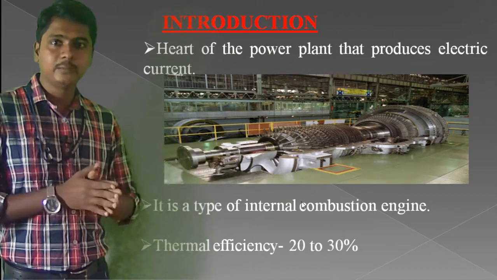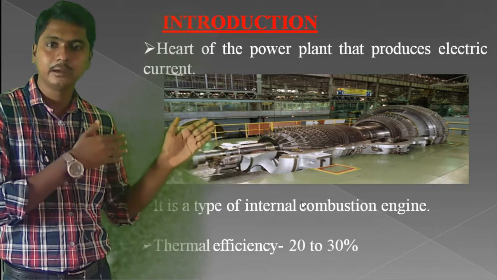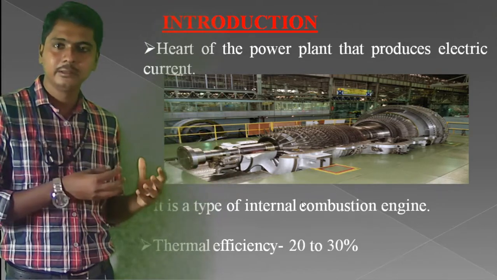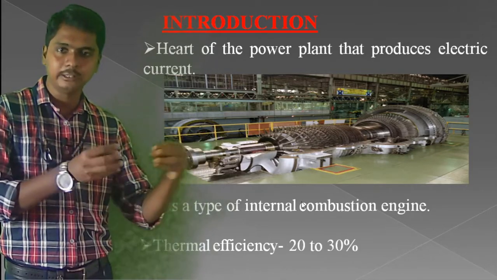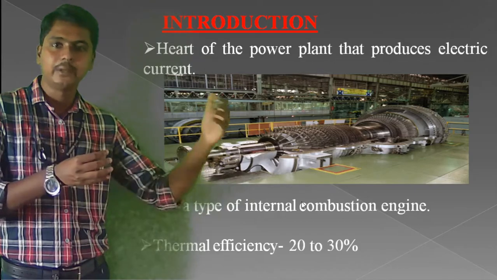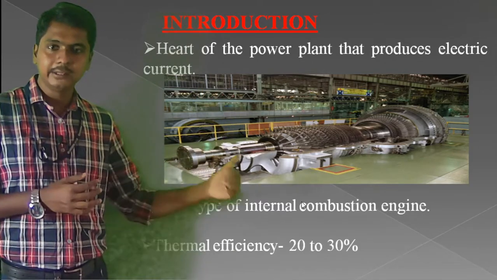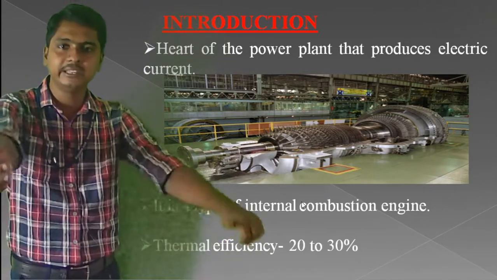A gas turbine power plant is the heart of a power plant that produces electric current. First it produces mechanical work from the turbine, and with the turbine we couple an alternator, a generator, and from that we get electric current. This gas turbine power plant is also a type of internal combustion engine.